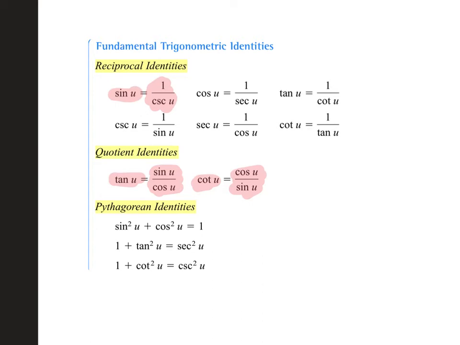Next, we have our Pythagorean identities. Anytime we see one of our trig functions squared, most of the time we are going to use one of our Pythagorean identities. So sine squared plus cosine squared is equal to 1. 1 plus tangent squared is equal to secant squared, and 1 plus cotangent squared is equal to cosecant squared. So anytime we see one of our trig functions squared, we want to look at these Pythagorean identities to help us simplify.